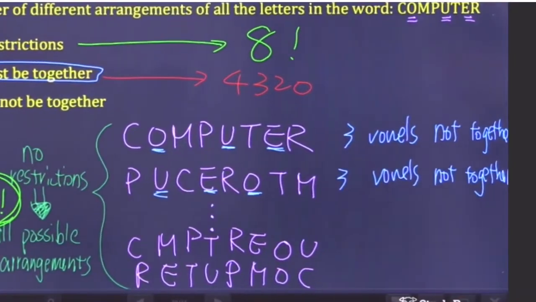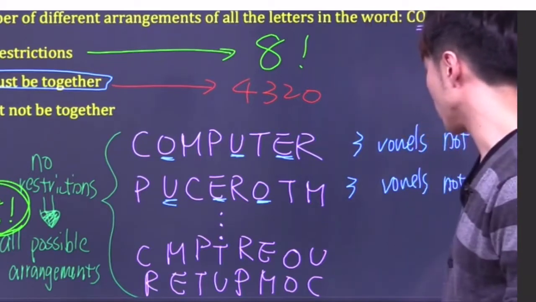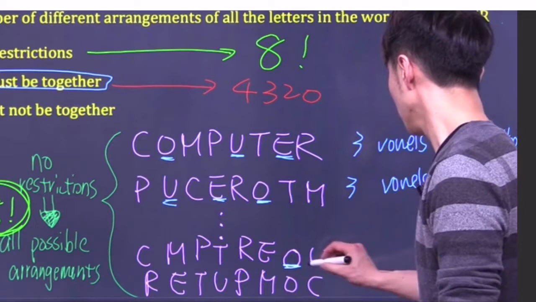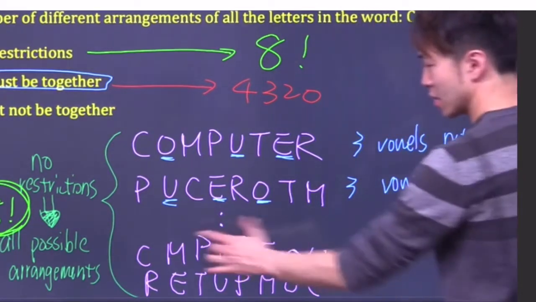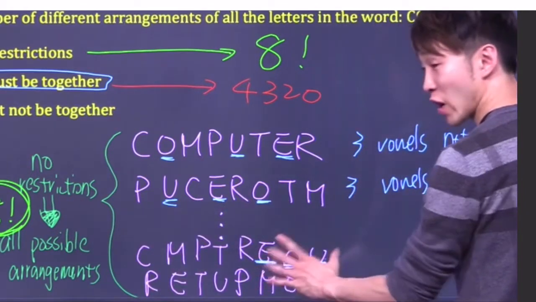How about this one right here? Where are the vowels? Where are the three vowels? O, U, and E. Ooh, hey guys. In this particular arrangement, guess what? The three vowels are actually together.